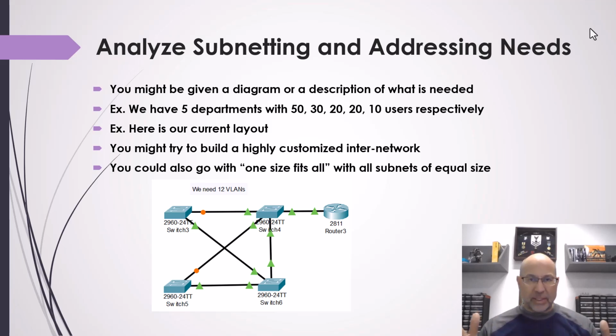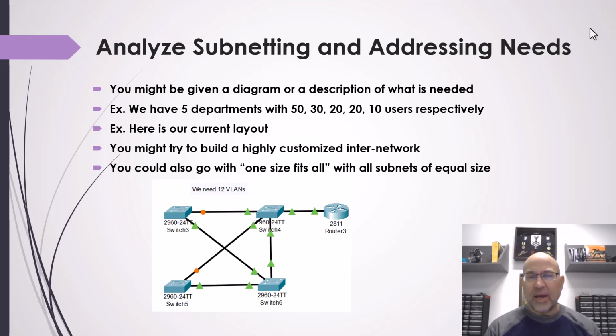What's the address space that I'm going to divvy up? And what might be a good way to lay things out? Now, you might do something that's highly customized, right? You might build a network that's just the right size for 50 users, another one that's just the right size for 30, another one that's just right for 20, and so on. Or you might just say, you know what, let's just make every subnetwork the exact same size. So these are valid approaches. You just need to think about what you're going to do when you're dividing up the address space.